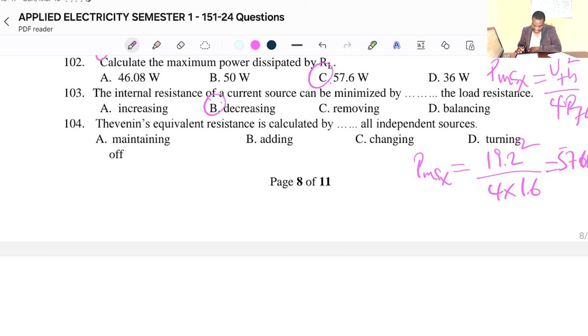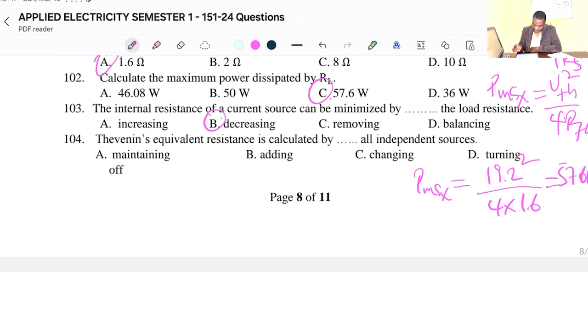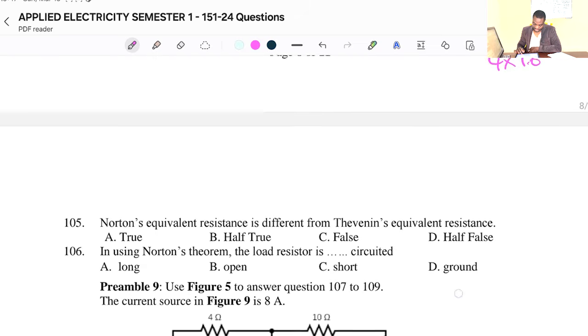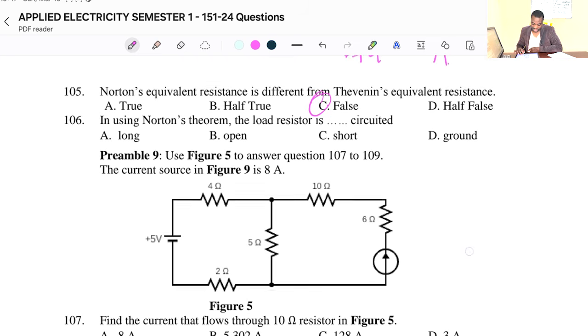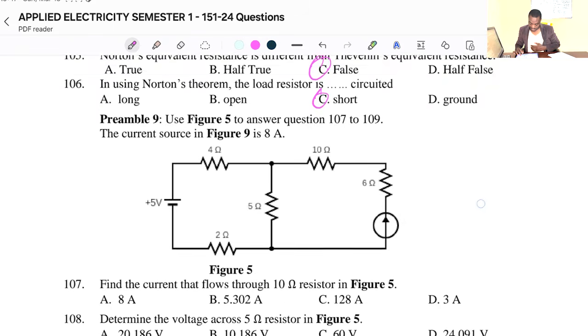So here, decreasing the load resistance. The Thevenin's equivalent resistance is calculated by turning off all independent sources. So the answer is D, turn off all independent sources. Norton's equivalent resistance is different from Thevenin's equivalent resistance. That's false. Remember, RTH is equal to RN. So this is false. In using Norton's theorem, the load resistor is short circuited. Remember, when you are using Norton's theorem, you short circuit the load resistor.